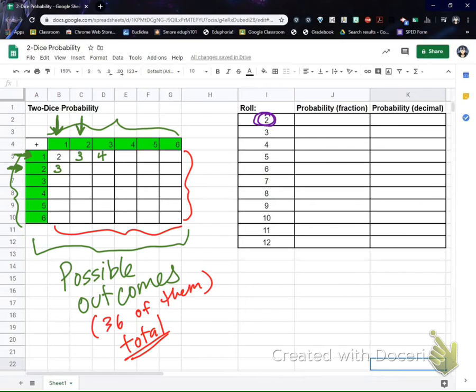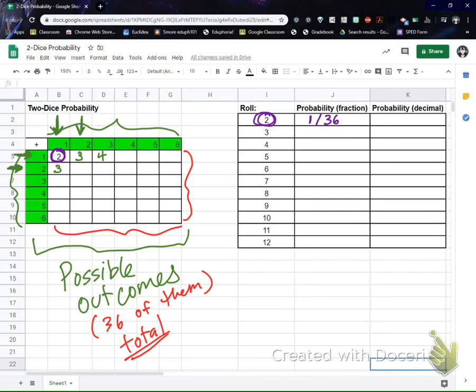So I can see over here that I have only 1 two, and there's only one chance for getting a 2. That's if I roll snake eyes, if I roll a 1 and a 1. So I've got one chance of getting a 2 out of my 36 total outcomes here. So the fraction that we're going to write down there is going to be 1 out of 36.